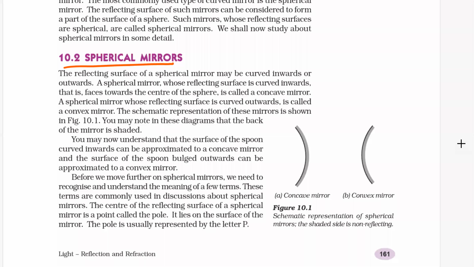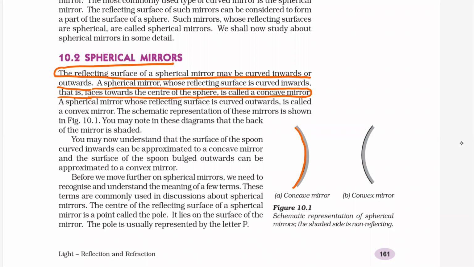So now in the book I'll tell you what to underline. I'm displaying spherical mirrors on the screen. The reflecting surface of a spherical mirror may be curved inward or outward. A spherical mirror whose reflecting surface is curved inward, that is, faces towards the center of the sphere, is called a concave mirror.